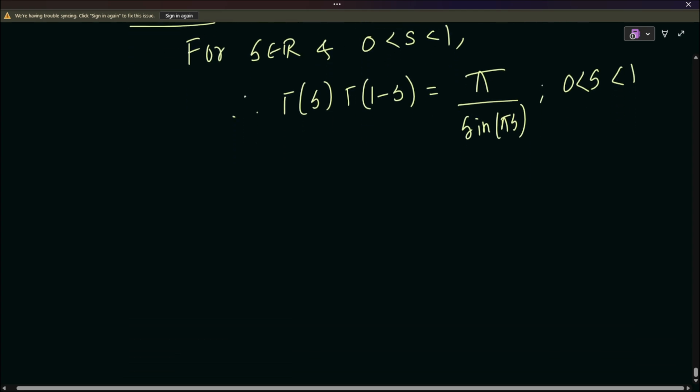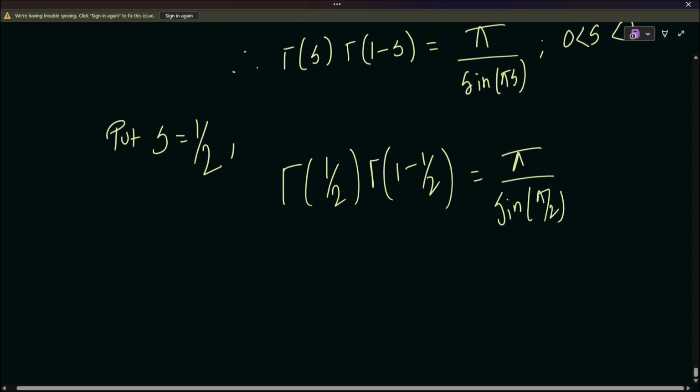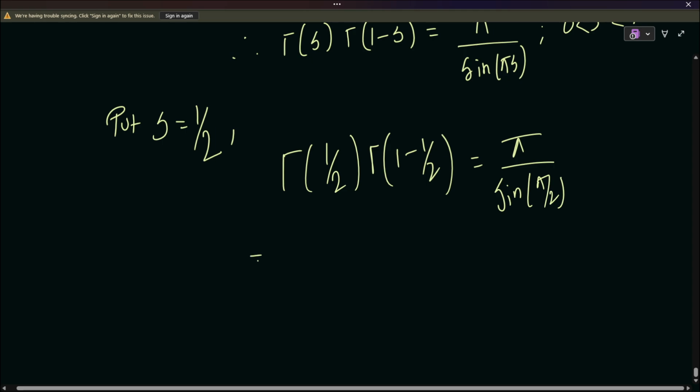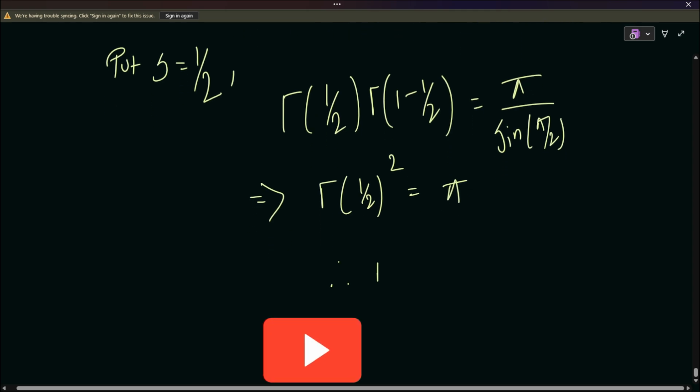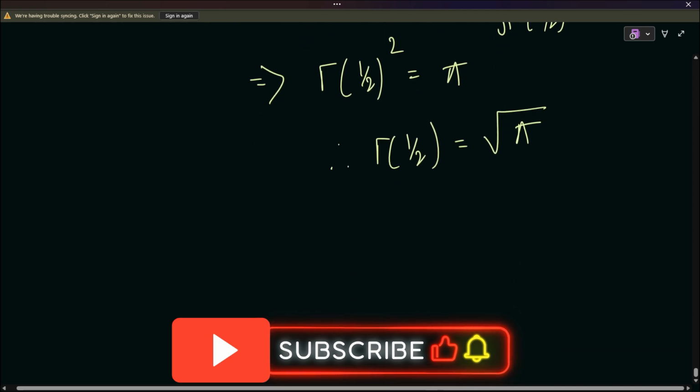From this relation alone, if you put s equal to 1 by 2, you simply get gamma of half into gamma of 1 minus half equal to pi by sine of pi by 2. Since sine of pi by 2 is equal to 1 and gamma of 1 minus half is also gamma of half, this allows you to conclude gamma of half squared is pi. In other words, gamma of half, since it is positive, we take the positive square root, is root pi.